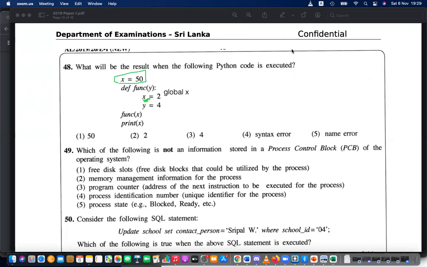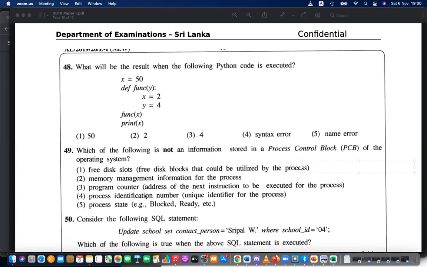Then, which of the following is not information stored in the process control block, PCB, of an operating system? Free disk slots that could be utilized by the process. That is not a part of the information stored in the PCB. Memory management information, that is stored.